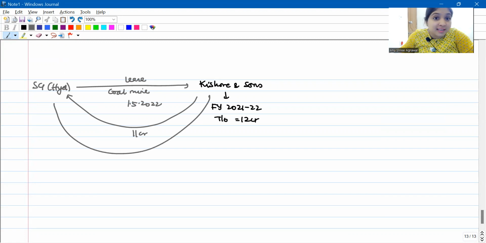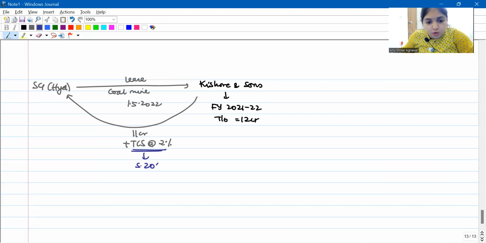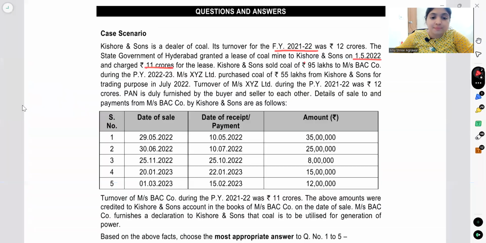Kishore and Sons is paying 11 crores for the lease. So along with this lease, they will pay TCS also. They will pay TCS at the rate of 2%. You know this. TCS at the rate of 2% under which section? Under section 206C(1C). Who will collect this TCS? The state government, the person from whom they've taken the mine on lease, the state government of Hyderabad, is going to collect the tax from Kishore and Sons.